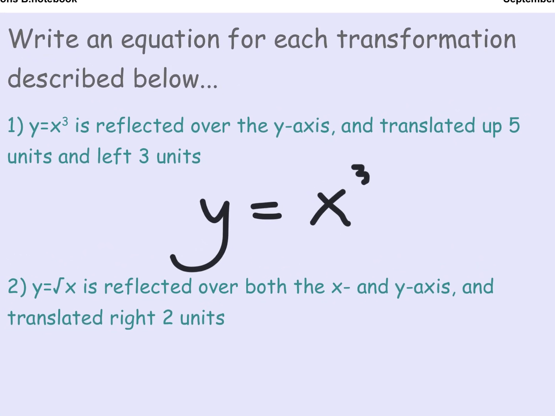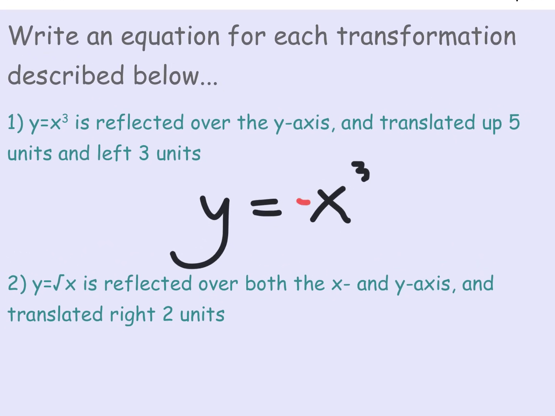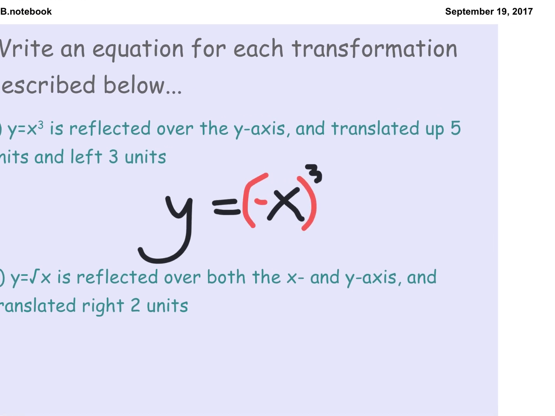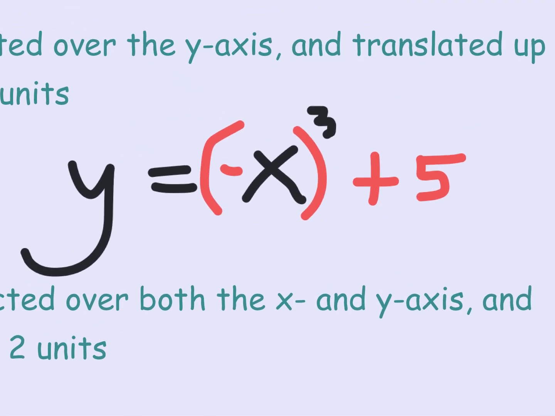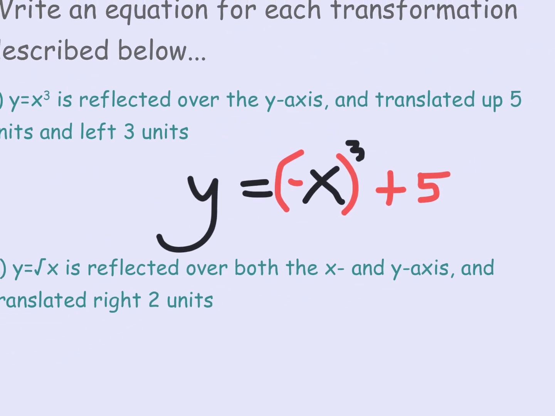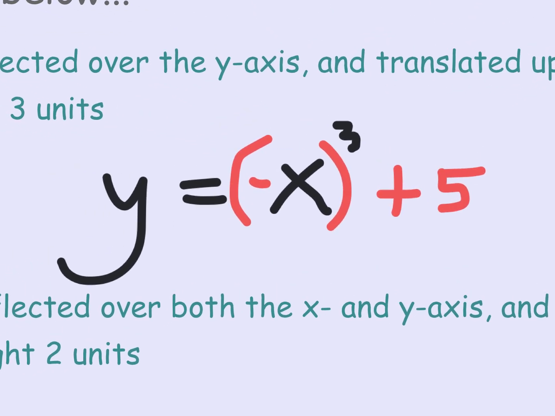So then I need a negative, and that's a really common mistake for a kid to put a negative right there. You may have meant to put it on the inside, but that's on the outside. How do I force it to be on the inside? With parentheses. Okay, there's my reflection over the y-axis, which is a horizontal one. And then up 5, oh, that's plus 5. Oh, and left 3, oh, this is important. Left 3, plus 3.